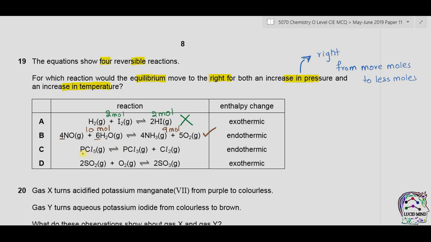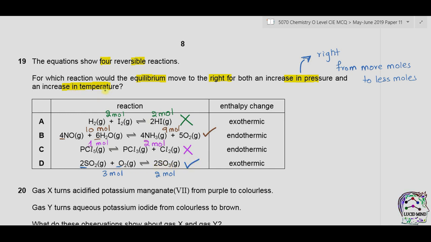In C, we have 1 mole of reactant and 2 moles of products, 1 each. So by increase in pressure, the equilibrium will move in the backward direction, from more number of moles to less number of moles. So this is wrong. In part D, we have 3 moles on the reactant side, 2 of SO3 and 1 of oxygen, while 2 moles are present on the product side. So therefore increase in pressure will make the equilibrium move to the right side. So this is also correct.